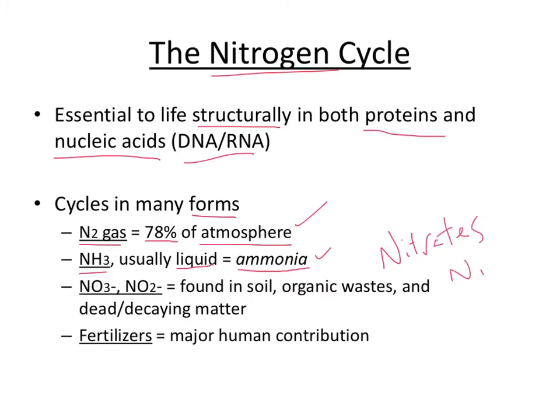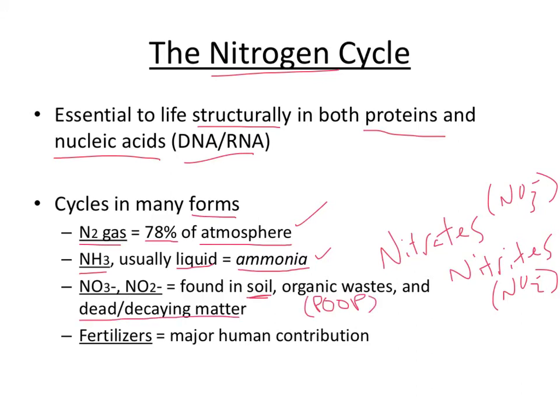Nitrates, nitrites. Now these are NO3 minus and NO2 minus. They are your major solid form of nitrogen that we see on our planet. You're going to find these in the soil. You're going to find these in organic wastes, otherwise known as poop. And you're going to find these in dead or decomposing organisms. And so nitrogen that's in the soil does so in the form of nitrates and nitrites.